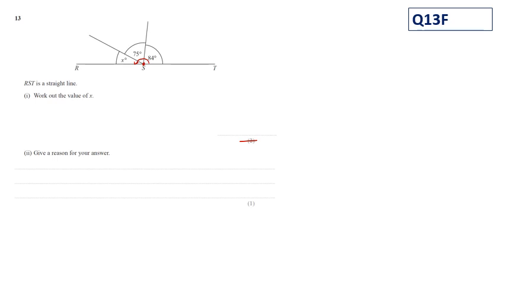So to find the x, I can make an equation: x plus 75 plus 84 equals 180. I can sum the 75 and 84, so I have x plus 159 equals 180. And now I can take 159 from both sides to get x equals 21 degrees. So the answer to part 1 is x equals 21 degrees.